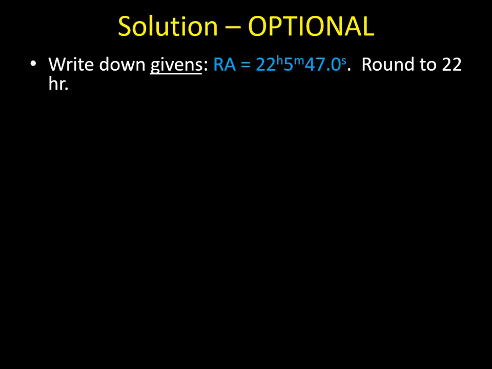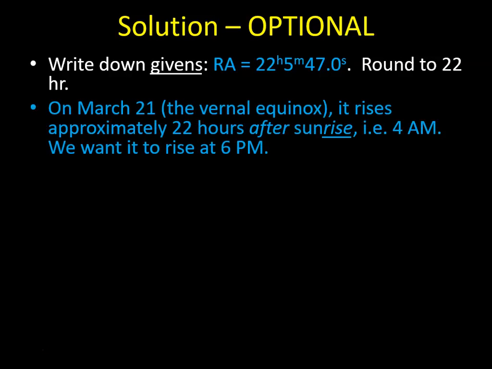So we write down our givens, right ascension, which we're going to round to 22 hours. Well, there are two ways we can think of this. First, I'll show you what I have here, and then I'll talk you through it.